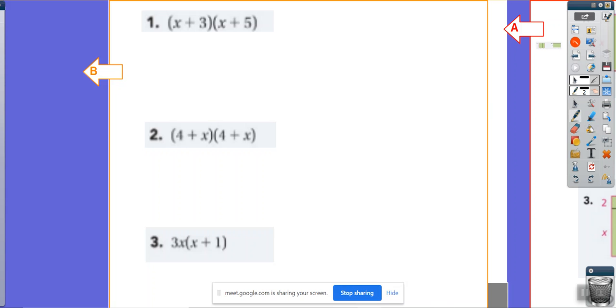Okay, so because there's two x's, I already know that the first part of the equation would be x squared. Okay.